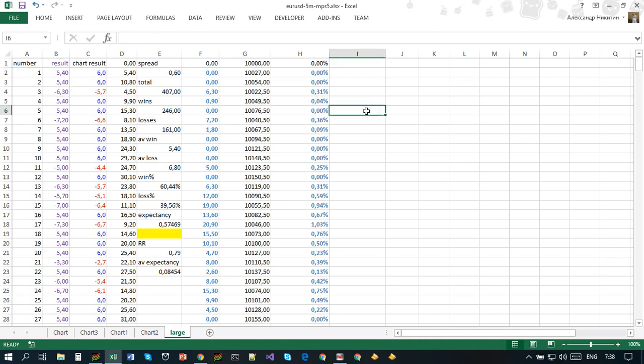Well, hope you like this strategy. Hope you do the backtest of it and find your own examples. This is simply a scalping strategy.